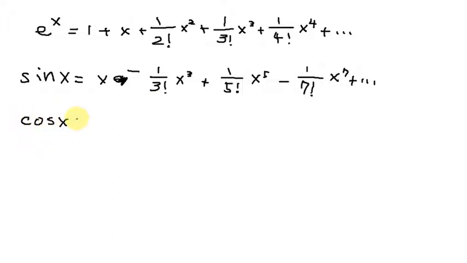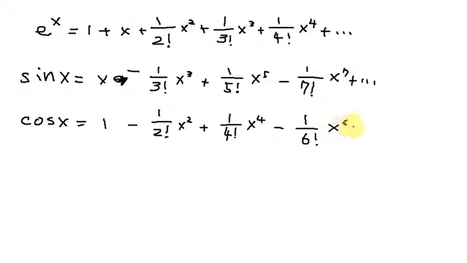The next one is cosine. Its Taylor expansion is 1 minus 1 over 2 factorial x squared, plus 1 over 4 factorial x to the 4, minus 1 over 6 factorial x to the 6, plus and so on. Okay, that's enough. Then let's substitute iy, so we use iy instead of x. What do we get?